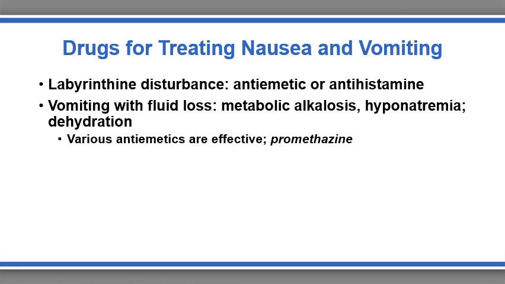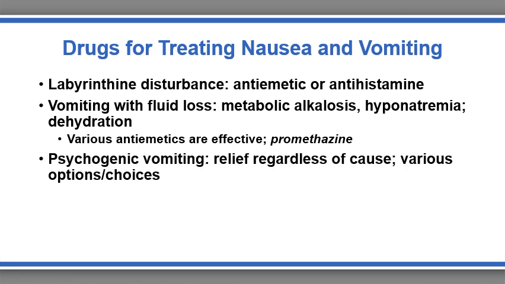Promethazine is one of them, and that could be administered intramuscularly or through IV. So it's important to note that if somebody is actively vomiting, they're going to have to take an antiemetic via a parenteral route, because they obviously won't be able to absorb it through an enteral route.